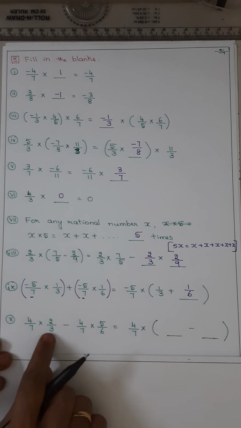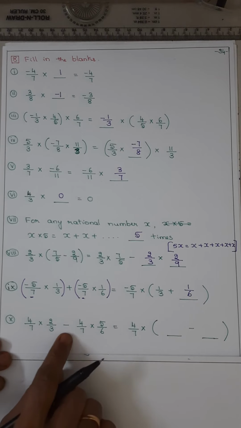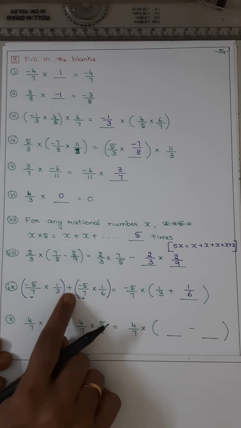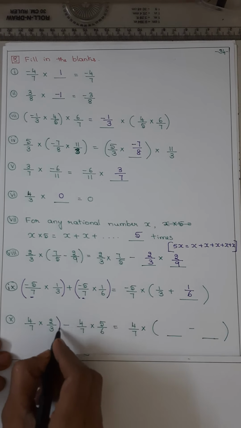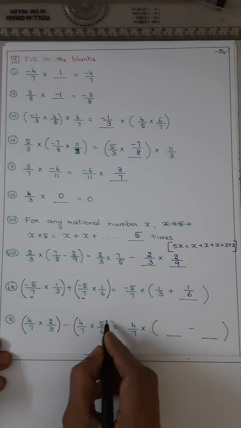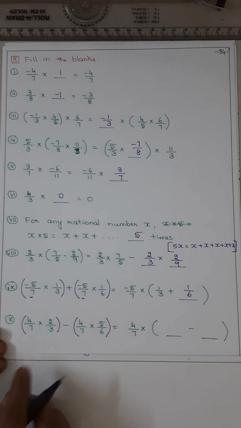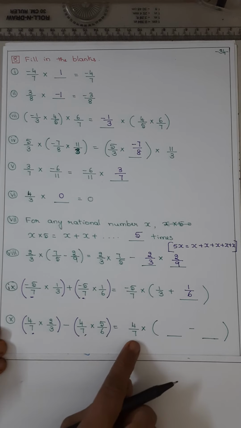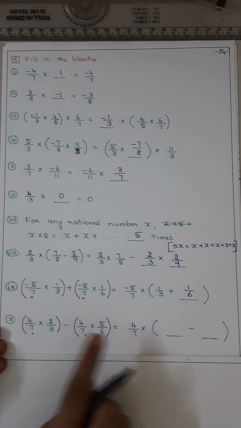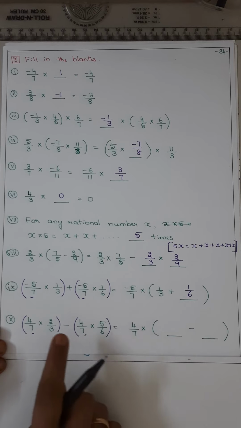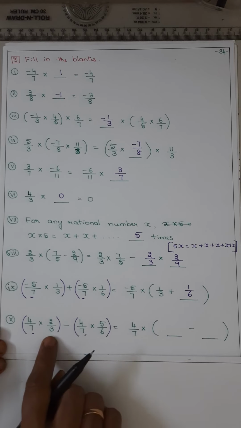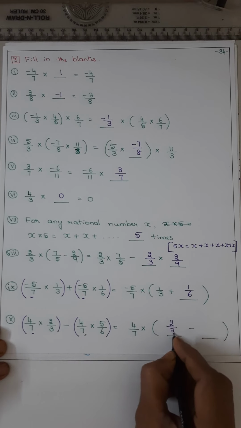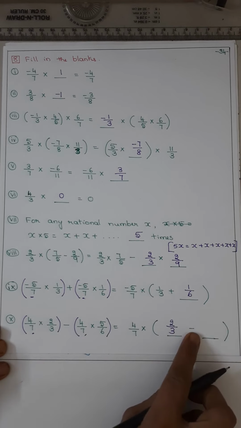4 by 7 into 2 by 3 minus 4 by 7 into 5 by 6. Same as this, but instead of plus we are having minus. So if you want, put the bracket. Now in both these, which is common? 4 by 7. It's taken out. Put multiplication sign. It is common for both. So what is the other number here? 2 by 3. और इधर है माइनस साइन.